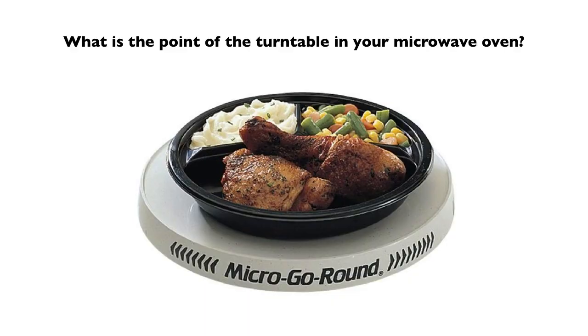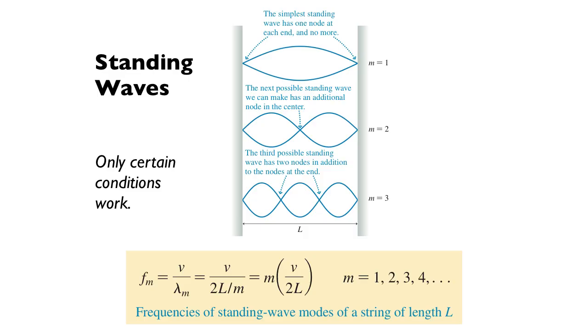Now here's a question for you. You know that you have a turntable inside your microwave oven. Why do you do that? There are hot spots and cold spots in the microwave, and why? Well, remember, if you have standing waves, and this applies to microwaves as well as standing waves on strings, you can only get certain possible conditions. Inside a microwave oven you have microwaves, and those are electromagnetic waves.